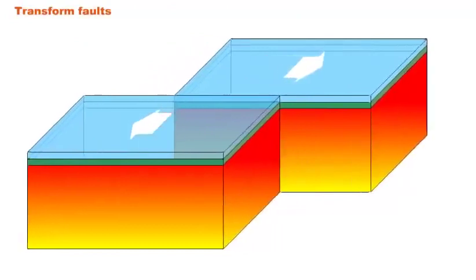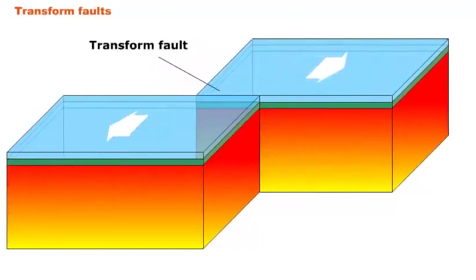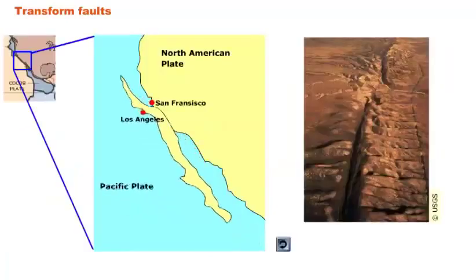All right, our third type of movement is what's called a transform fault, or strike-slip faults that extend through the rock. Here, they're moving side by side in opposite directions. Well, California is known for this, the famous San Andreas Fault. It's the best known fault in the world.